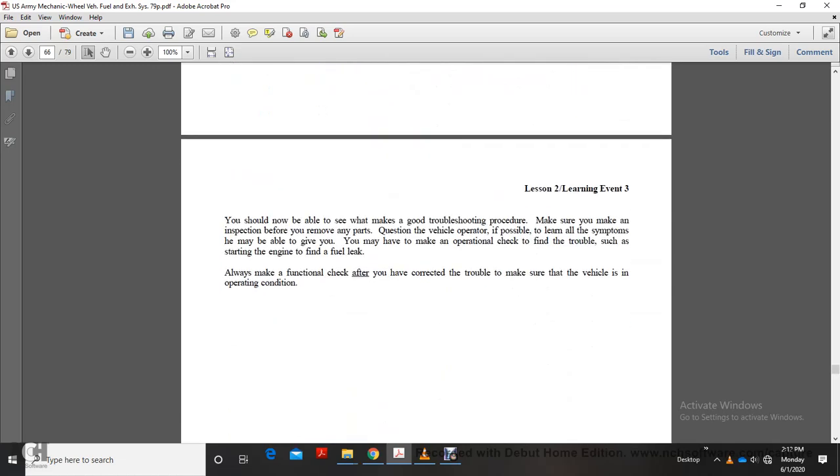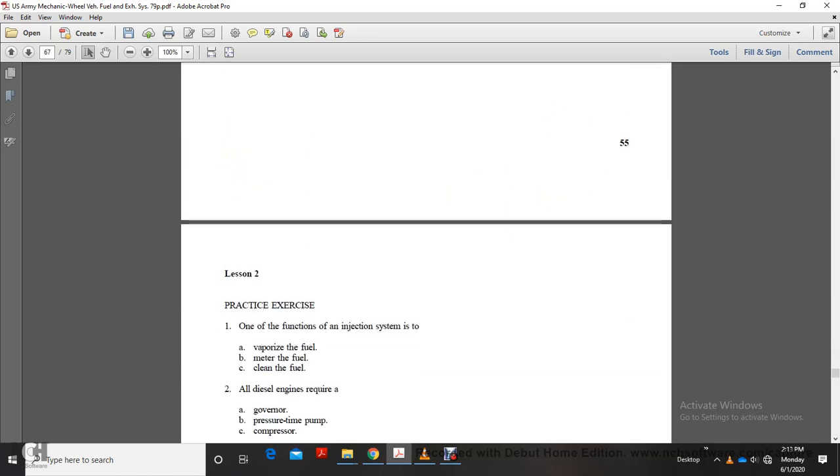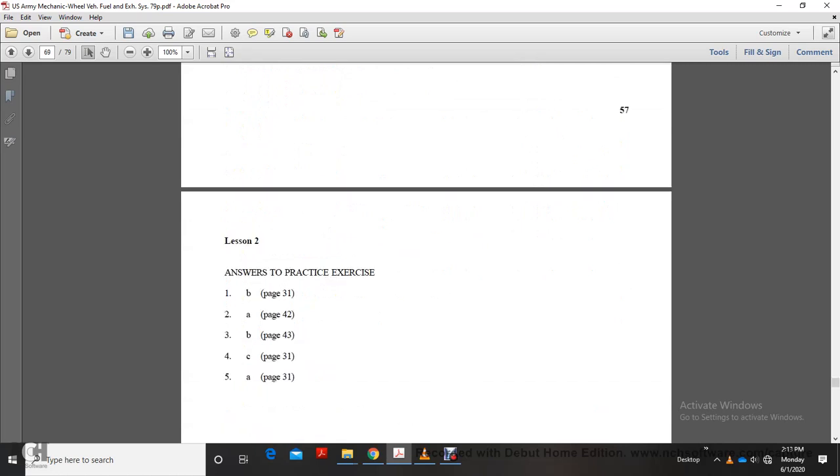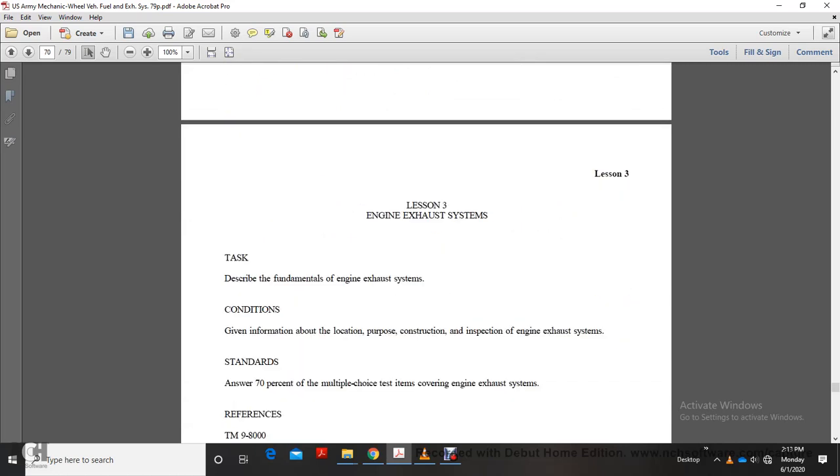You should now be able to see what makes a good troubleshooting procedure. Make sure you make an inspection before you remove any parts. Question the vehicle operator, who may be able to give you information about the systems. You may have to make an operational check to find the trouble, such as starting the engine to find a fuel leak. Always make a functional check after you have corrected the trouble to make sure that the vehicle is in operating condition. And then it goes into practice exercises, another blank page, and your answers. And then we are on to lesson 3, engine exhaust systems.